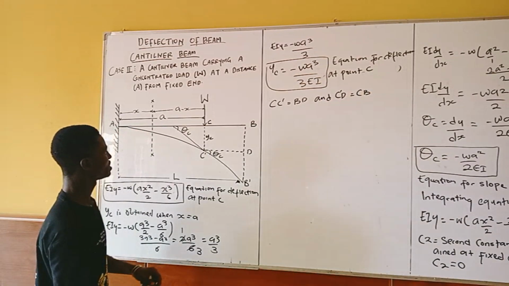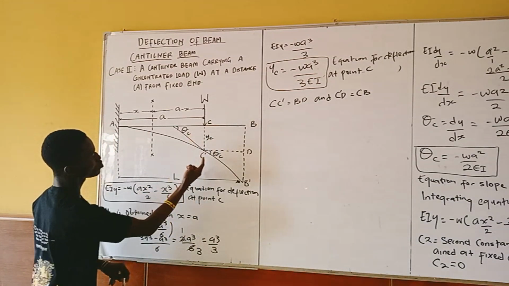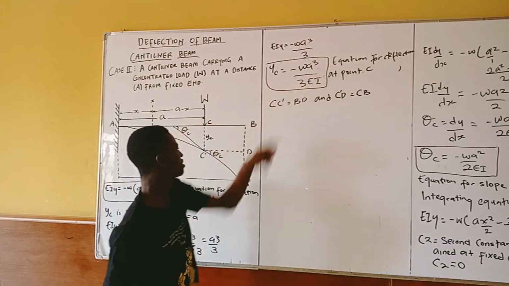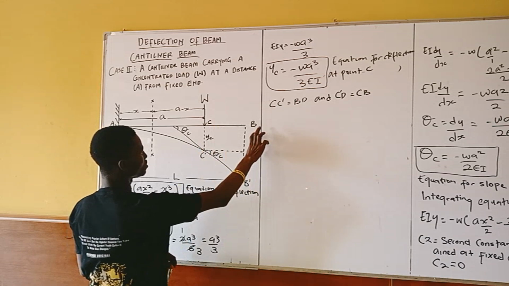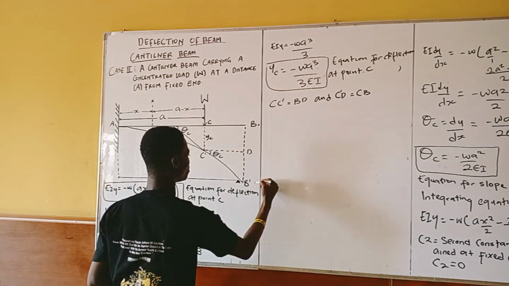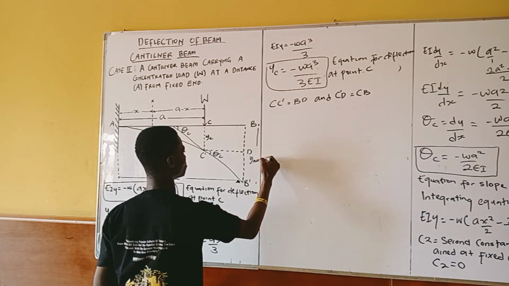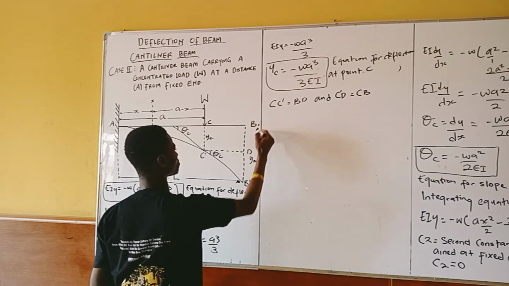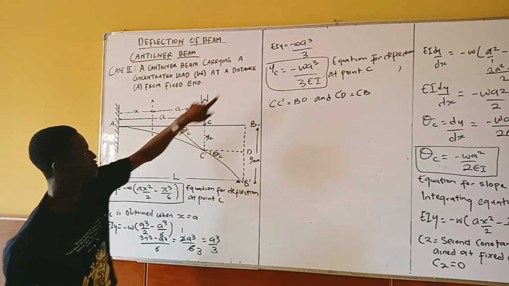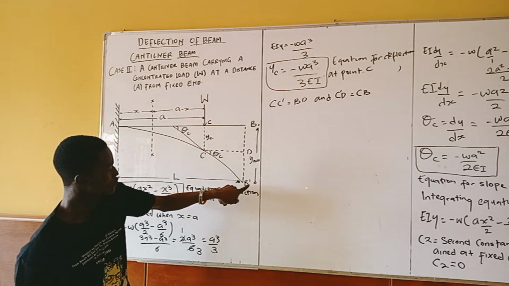Looking at this very well, you can see that our deflection at C is from C to C prime. We already have that, which is minus WA cube over 3EI, and it's the same thing as BD. Our maximum deflection now is from this point to this point. So we need to find our Y max, from this point to this point. But the deflection that we found is from here to here.